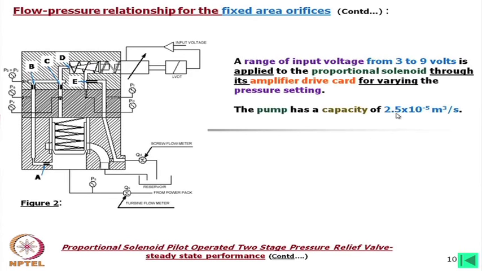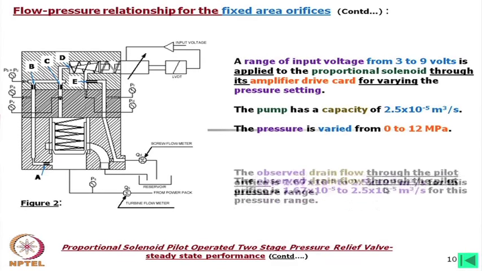The pump has a capacity of 2.5 × 10^-3 cubic meters per second. This is also not very high, because ultimately we blocked this one, and through this we just measured the flow through this path, no flow through this path. Okay. The pressure is varied from 0 to 12 megapascal.